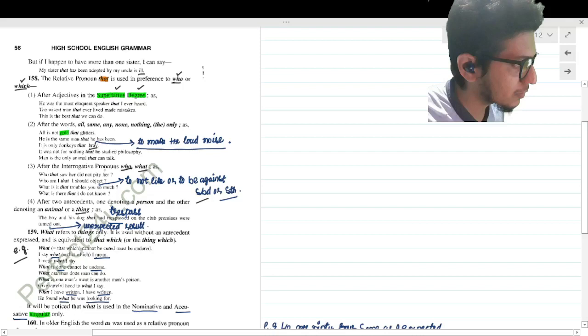After the interrogative pronouns who and what: who am I that I should object, meaning to not like or to be against somebody or something. After two antecedents, one denoting a person, the other denoting an animal or a thing: the boy and his dog that had trespassed on the club premises were turned out.